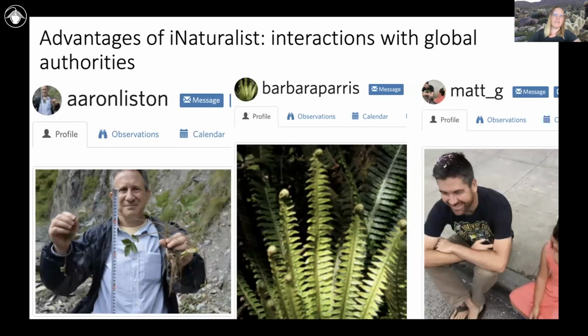And as more and more data are available on iNaturalist, there's a lot of global experts in various taxonomic groups who are using it. So Aaron, if you take some nice photos of an Astragalus, Aaron Liston is probably going to come along at some point or another and help you put a name on it. Barbara Paris, who's curator of ferns at Kew, is retired now and has done over 100,000 identifications of ferns. Matt Williams is really great with Boraginaceae and helps to put names on a lot of those things and plants of the Channel Islands. So there are more and more experts who are using this resource.